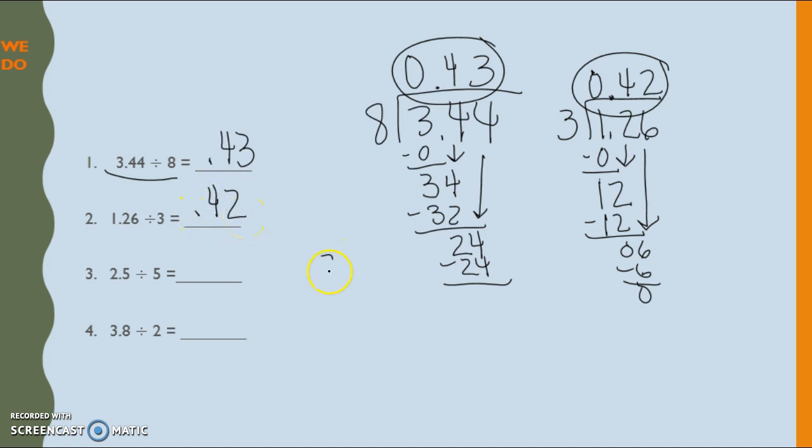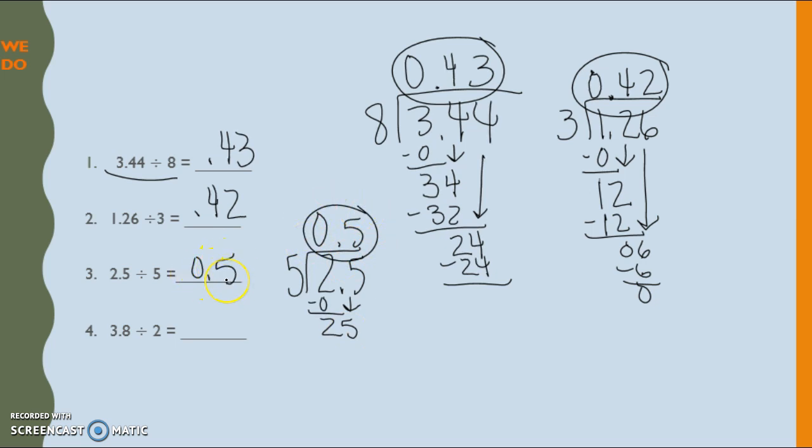The next problem, 2 and 5 tenths divided by 5, we will solve here. Again, we'll place our decimal first, and 5 cannot go into 2, so we'll subtract 0 from 2, bring down our 5, and 5 goes into 25 5 times, giving us our answer of 5 tenths.